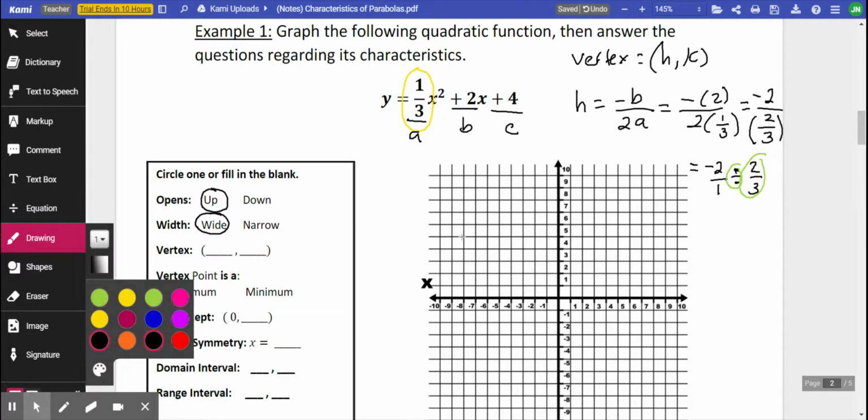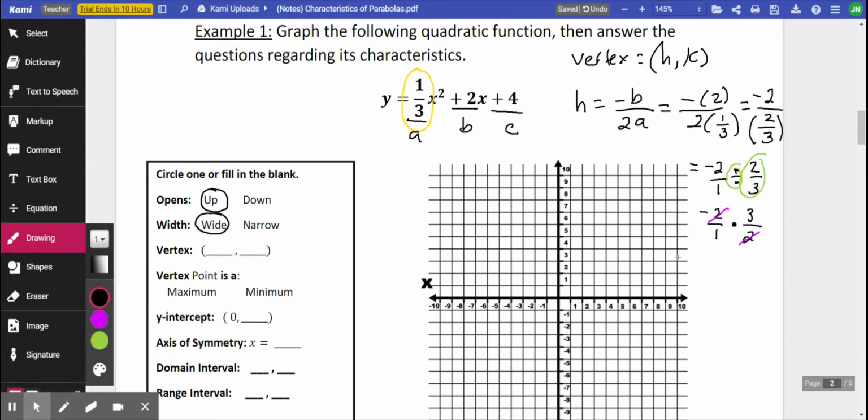So keep, change, flip means we keep the first one the same, negative 2 over 1. We change this to multiplication, and then we flip the second fraction over, so we're able to simplify a little further. So if we do keep, change, flip, the 2 and the 2 would actually cancel, and we realize that the final answer is equal to negative 3 for the h. So the h is equal to negative 3.